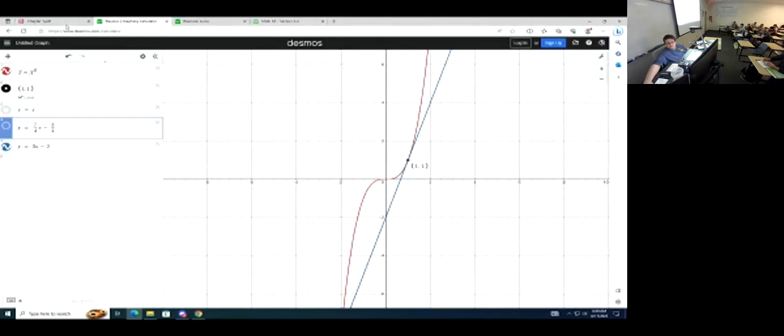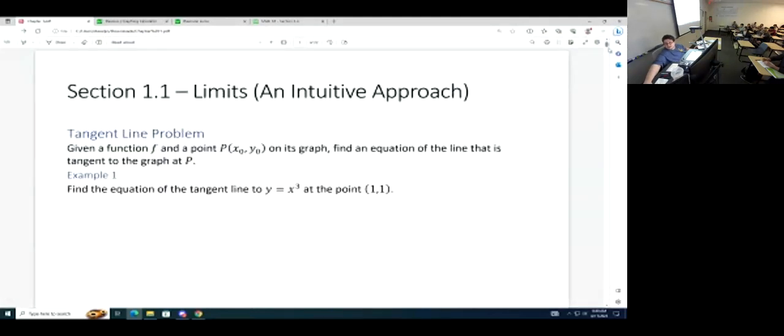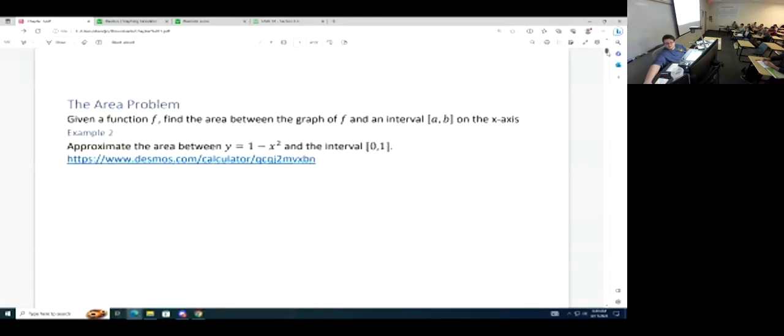And if I go back to our notes here, if you're using a tablet at home, you can see it down here. Let's say we have a function f, and we want to find the area between the graph of f and an interval AB on the x-axis. I'll give you guys a second to write down this problem. I'll sketch it in general in a second on the paper.